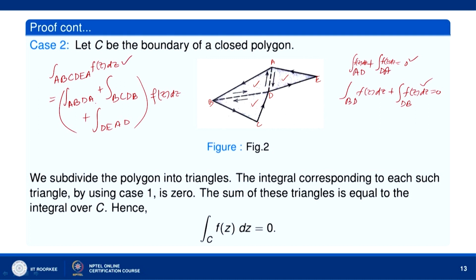Now, we have already proved that if C is the boundary of a triangle, then the integral along C is equal to 0. So, the integral along ABDA will be 0, the integral along BCDB will also be 0, and the integral along ADEA will also be 0, and we will get 0. So, we subdivide the polygon into triangles, the integral corresponding to each such triangle by using case 1 is 0, and so the sum is equal to 0. This proves the Cauchy integral theorem for the case where C is the boundary of a closed polygon.